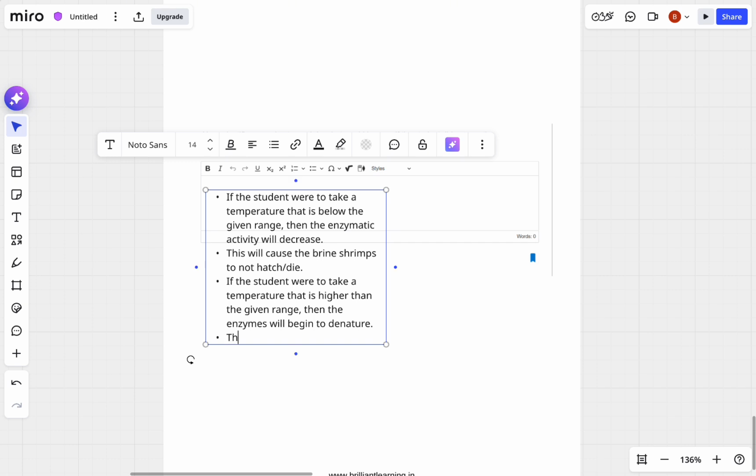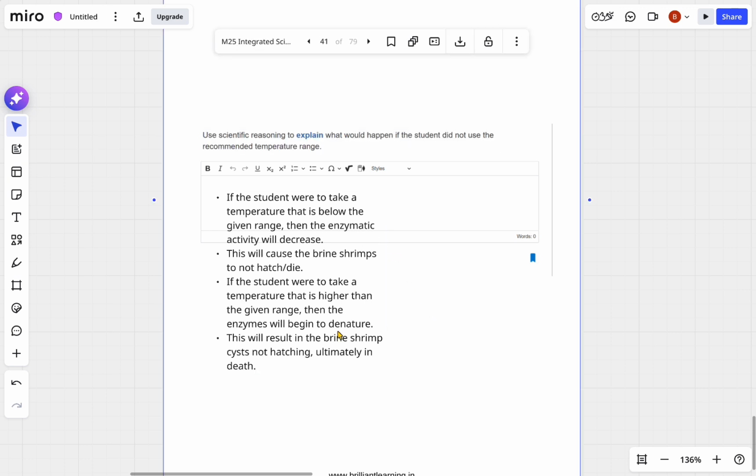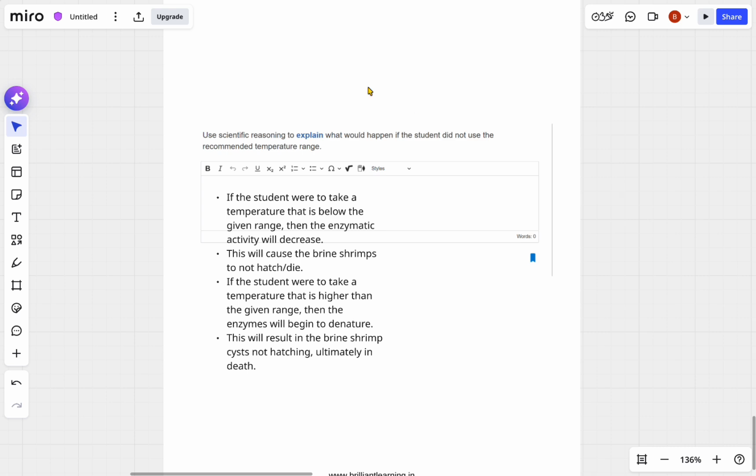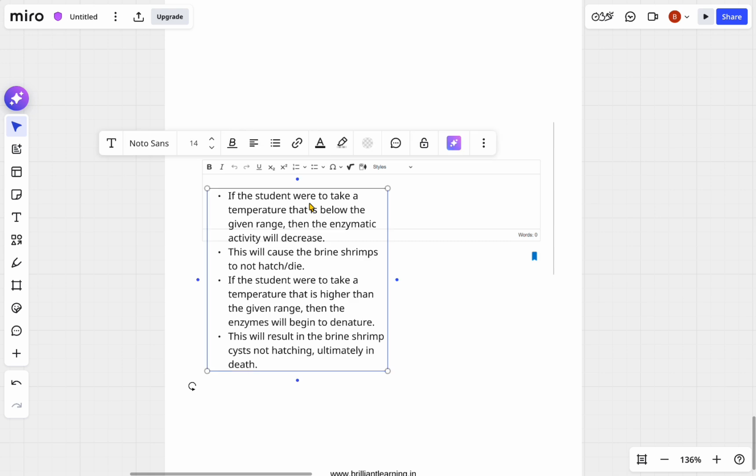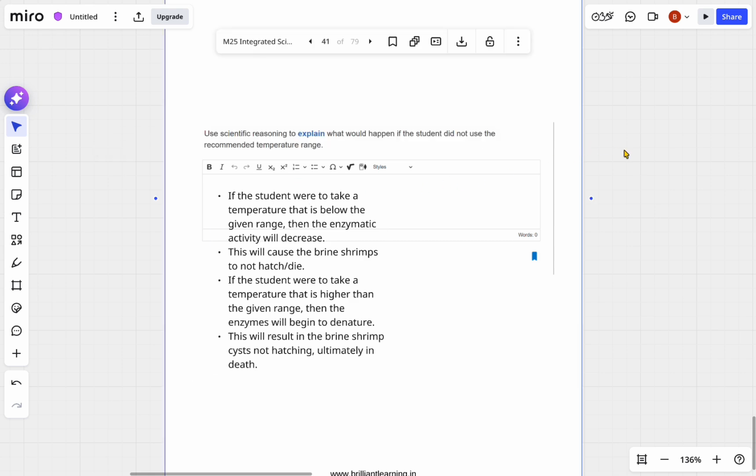Let's write that. This will result in the brine shrimp cysts not hatching, ultimately in death. Boom, that's our answer for this one. 2 points for each because it's a 4 marker. 2 points for each scenario. Right, done. That's it for this question.